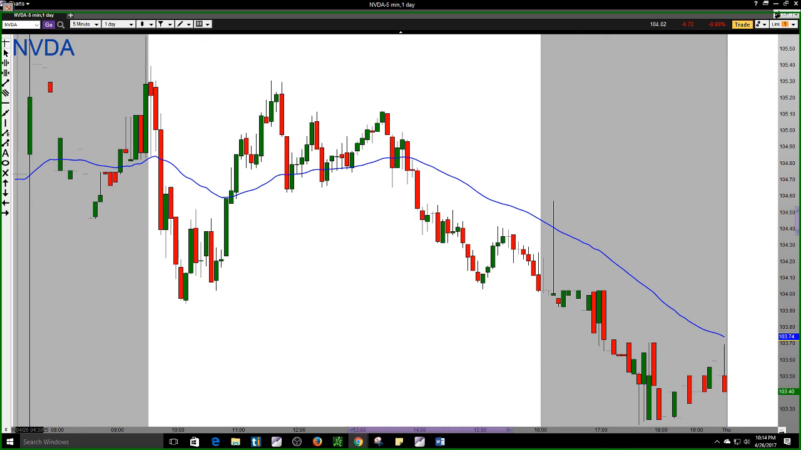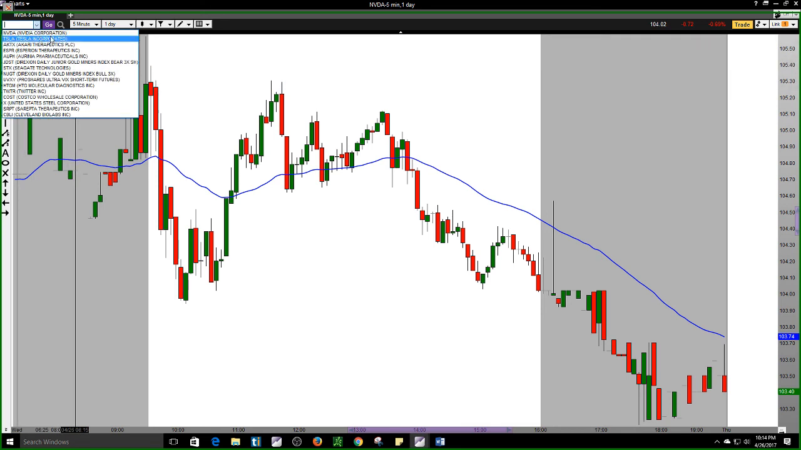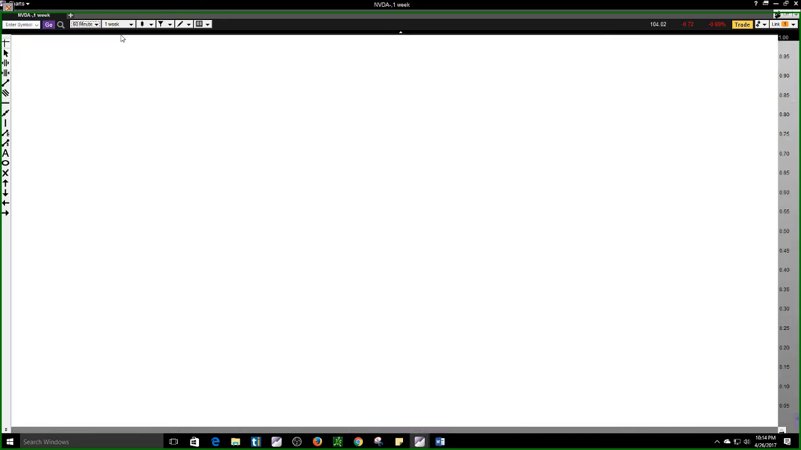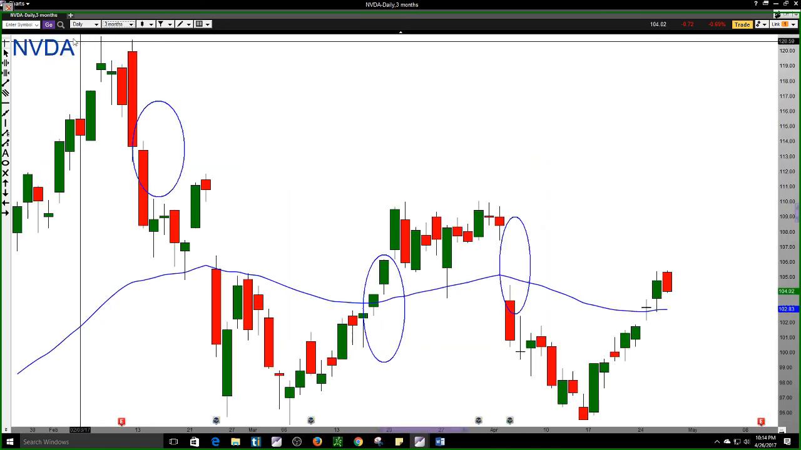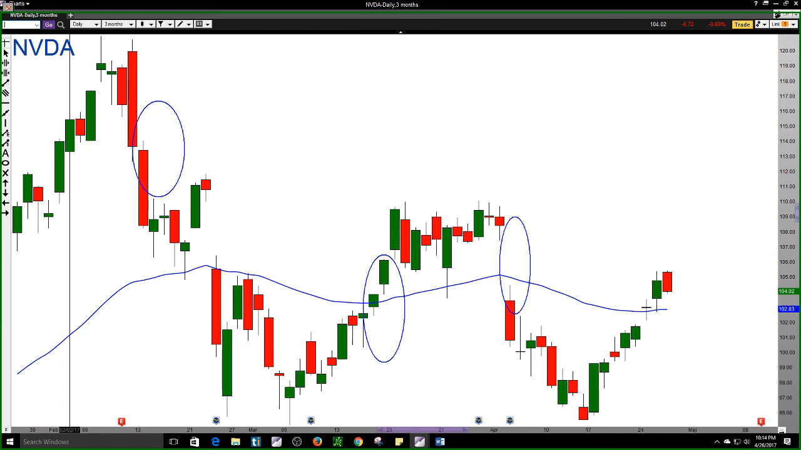You say that you usually swing. What percent do you give yourself if it goes against you? It depends really on, you see, that's the thing. It's totally based on the chart. So let's do a daily chart, because that's the only thing we're talking about for a swing trade. And let's do 3 months out. And I'll give you my swing trade right now.